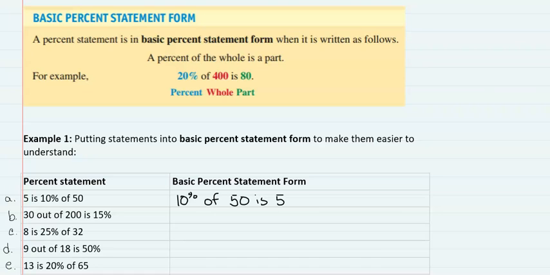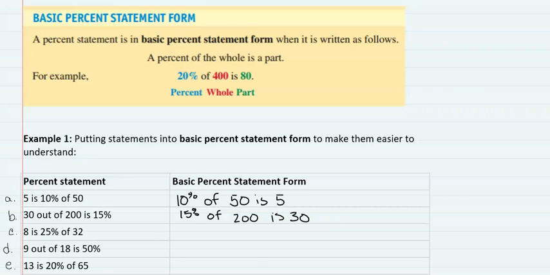If you're going to turn that around and say it in a different way, we're trying to be consistent so that then you can put these into the form of an algebraic equation in the next section. Okay, 30 out of 100 is 50%. So 15% of 200 is 30.